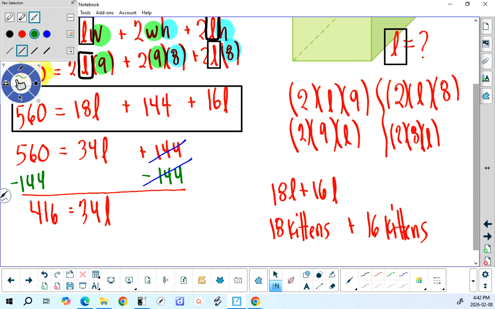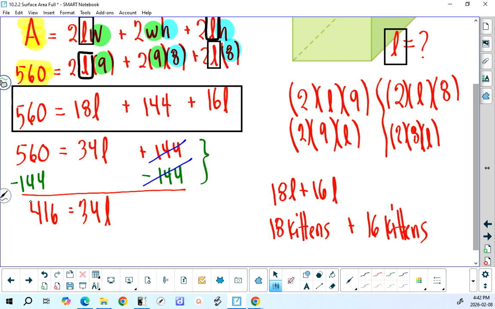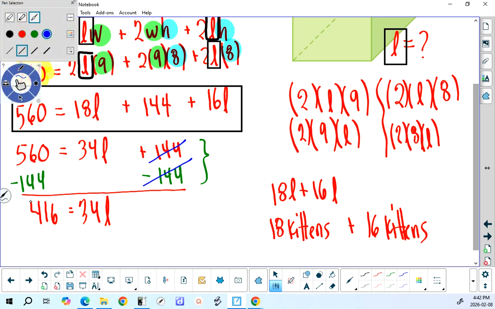Your next step then, since you're multiplying, see up here, everybody, we were adding 144 to the 34L. So to get rid of it, we do the opposite of adding 144, which is to subtract 144. Right here, we are multiplying 34 by L. That's what this means, 34 times L. So the opposite is to divide by 34.